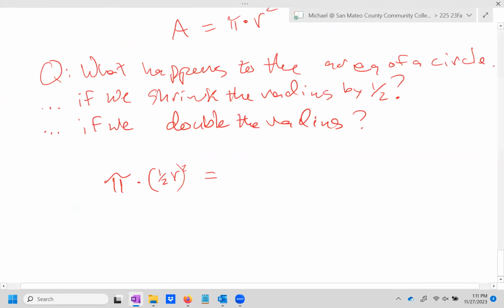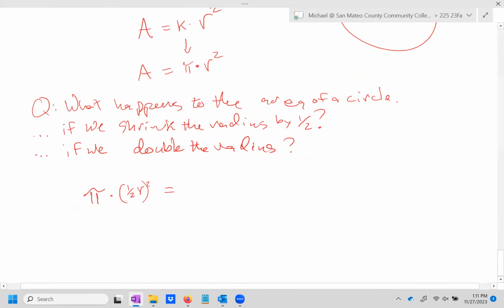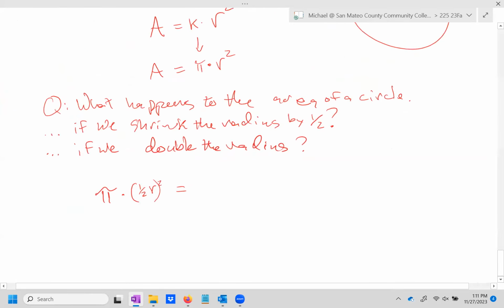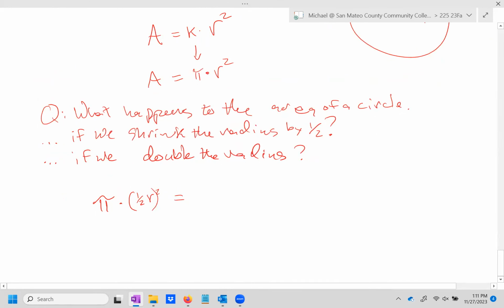Well, we know the area is going to get smaller, right? Oh, the exponent just squares it. Yeah, the ones on the inside. Sorry. Okay, so let me do it this way, okay?